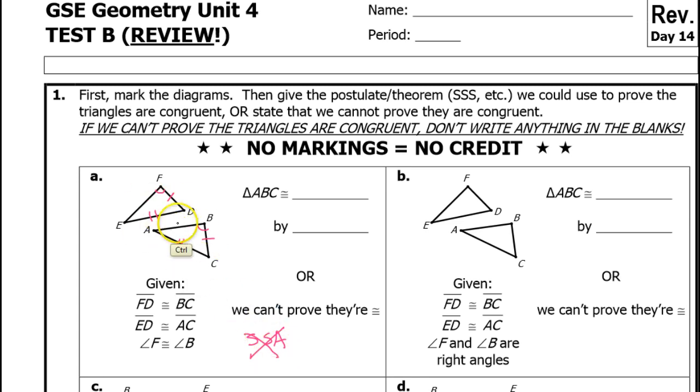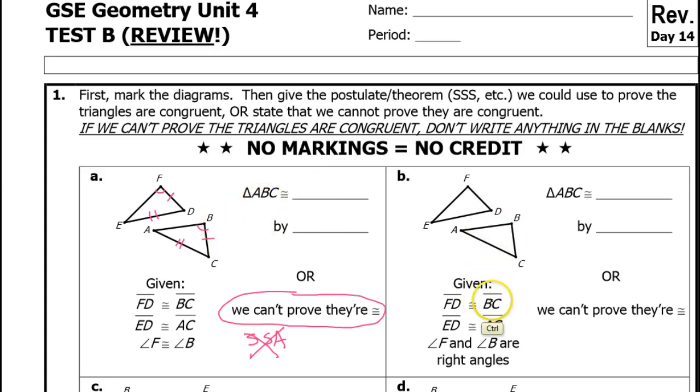Side-side angle cannot prove that two triangles are congruent, so we will circle we cannot prove they are congruent, and we will not fill anything in here. All right, if you try to make a congruent statement with the triangles, you will get the problem wrong.